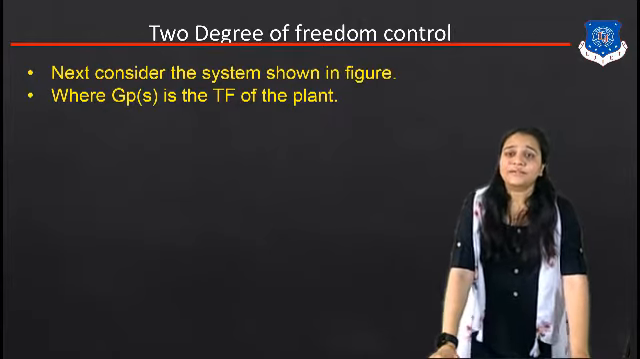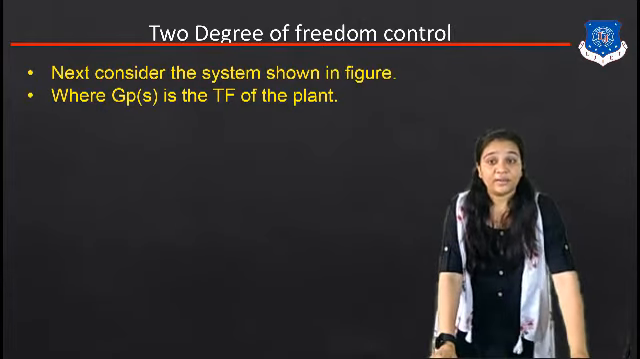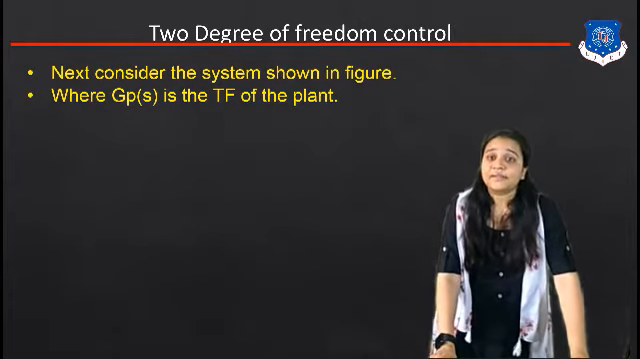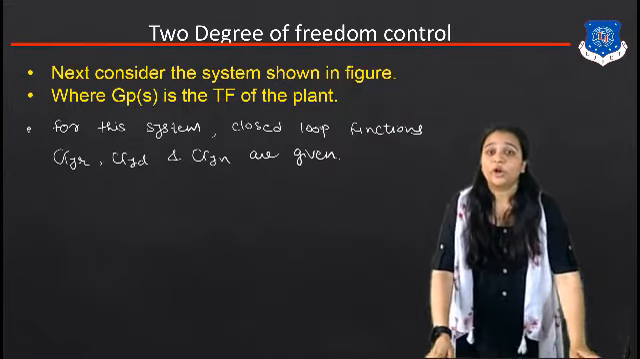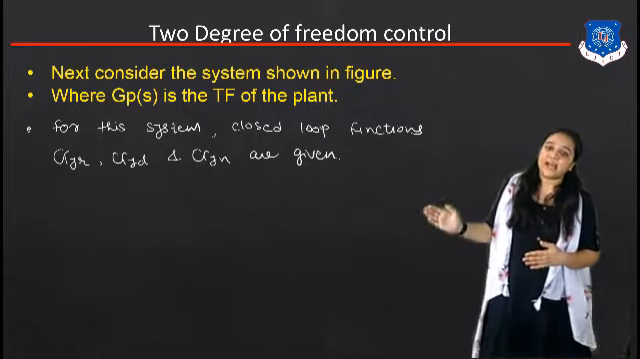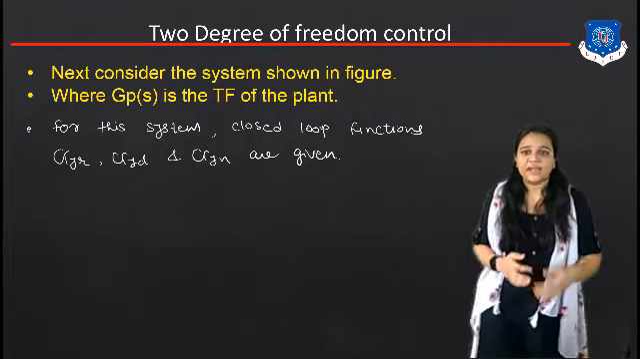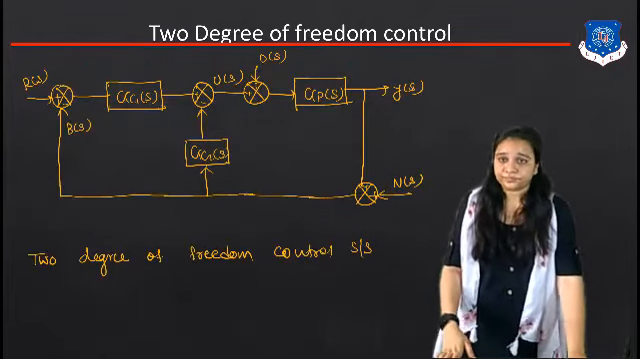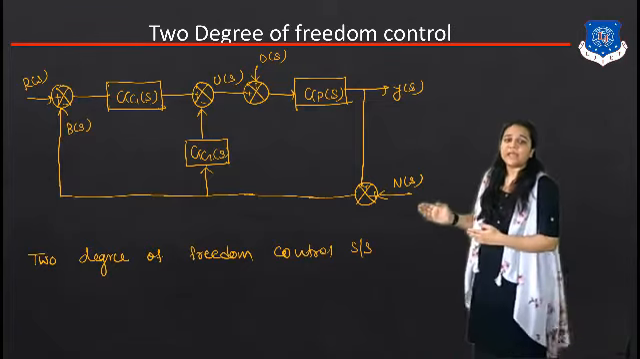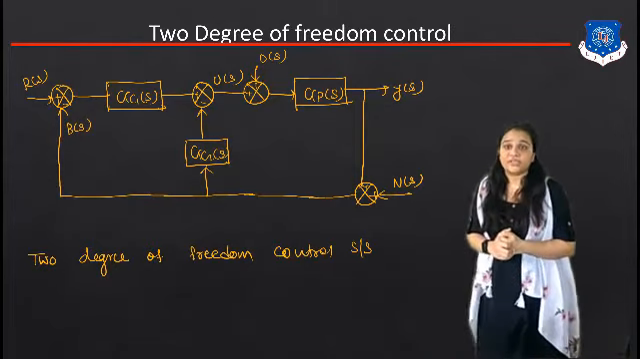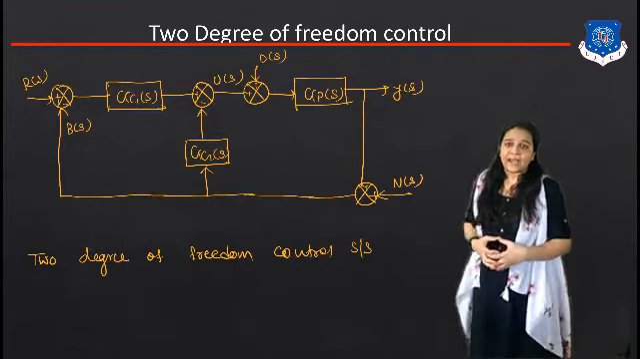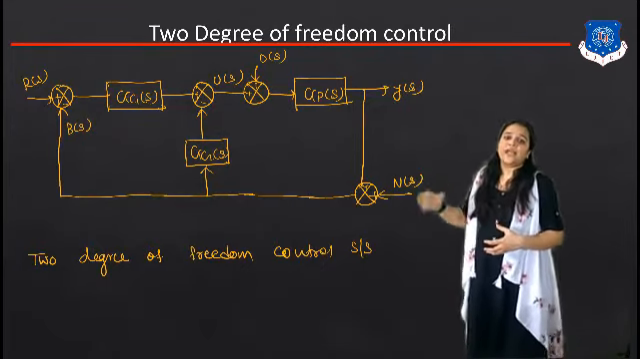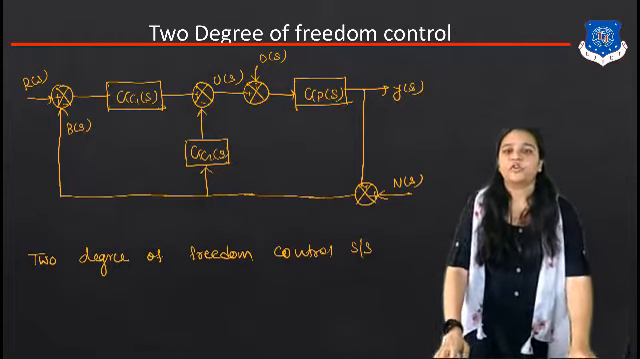Now consider the system shown in the figure, where Gp(s) is the transfer function of the plant. For this system, the closed loop transfer functions GYR, GYD and GYN are given. So this is the actual diagram of the 2 degree of freedom control system. Here we simply add a Gc2(s) block to the 1 degree of freedom control.